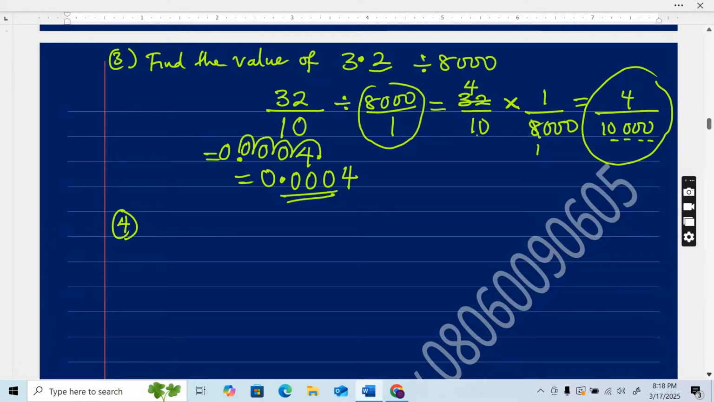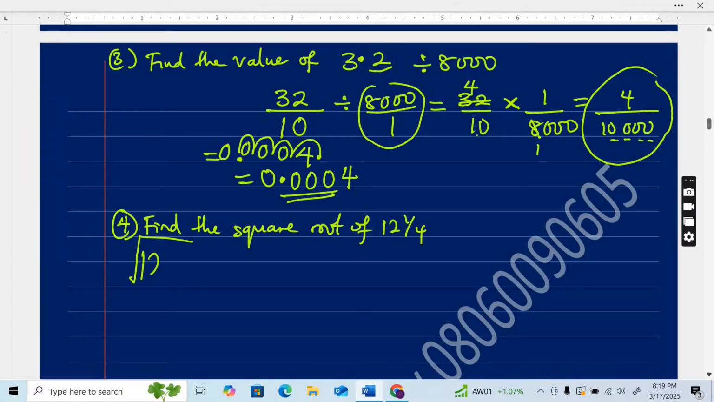Now, here's the next question. Find the square root of 12 1/4. So this is the square root sign. Then we have 12 whole number 1/4. Change the mixed number to an improper fraction. 4 times 12 is 48, and 48 plus 1 is 49. So we have 49 over 4.